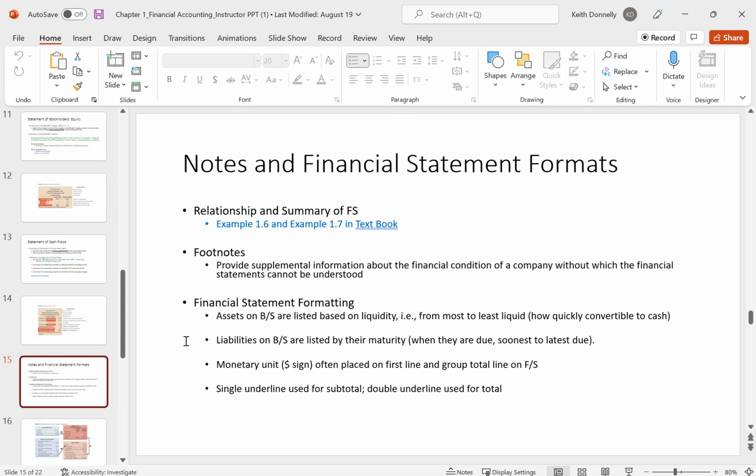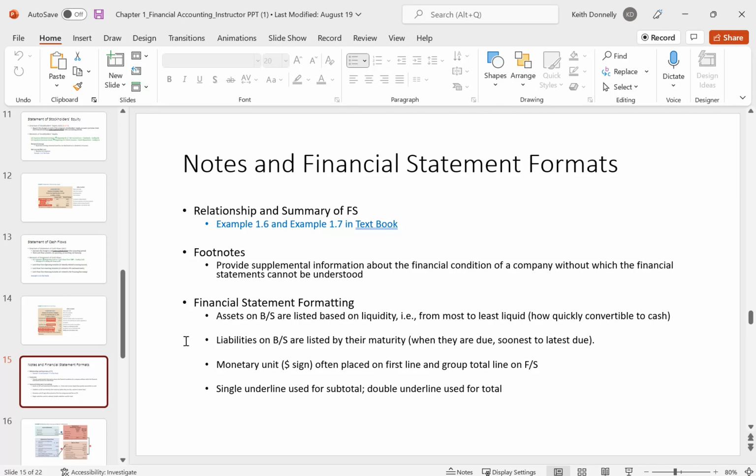Now, with regard to formatting of financial statements, there's a few things we have to talk about here. Assets on the balance sheet are listed according to liquidity, from most liquid to least liquid. If you haven't taken accounting, you may not know what liquidity means. Liquidity has a special meaning in accounting. It's not like liquid like water. What liquidity means in accounting and business is how quickly can you convert this item into cash?